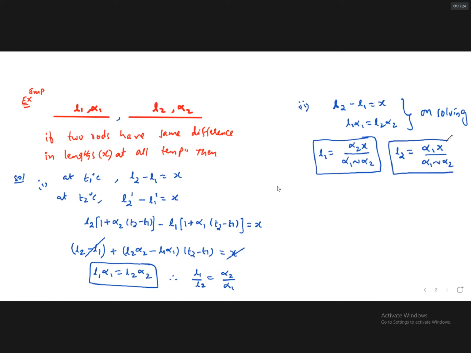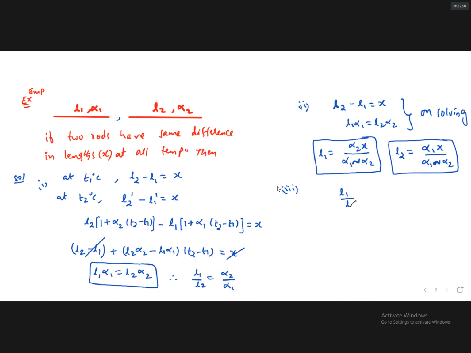If alpha 1 is greater than alpha 2, we write alpha 1 minus alpha 2. This symbol is negation, means difference we can take. And in previous year, they gave a question like this: if the difference in length is the same at all temperatures, what is the value of L1 plus L2 by L1, or L1 plus L2 by L2? That thing we need to find.